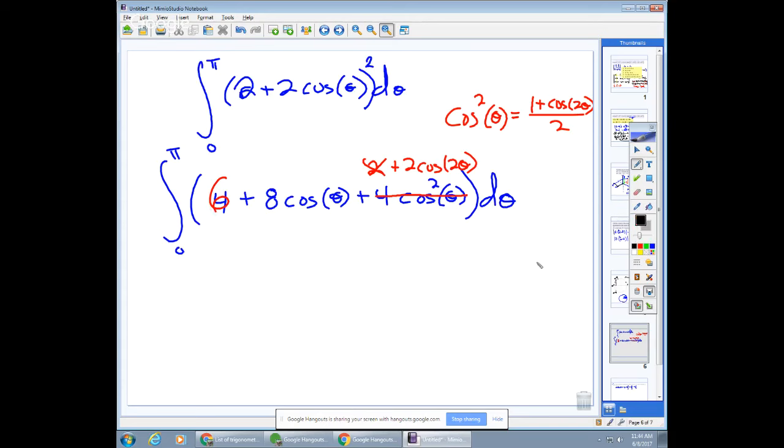Okay, so the antiderivative of this is going to be a 6 theta plus an 8 sine. And then I do have the multiple of 2 outside of the cosine there. So that should just be plus sine of 2 theta for that last chunk.